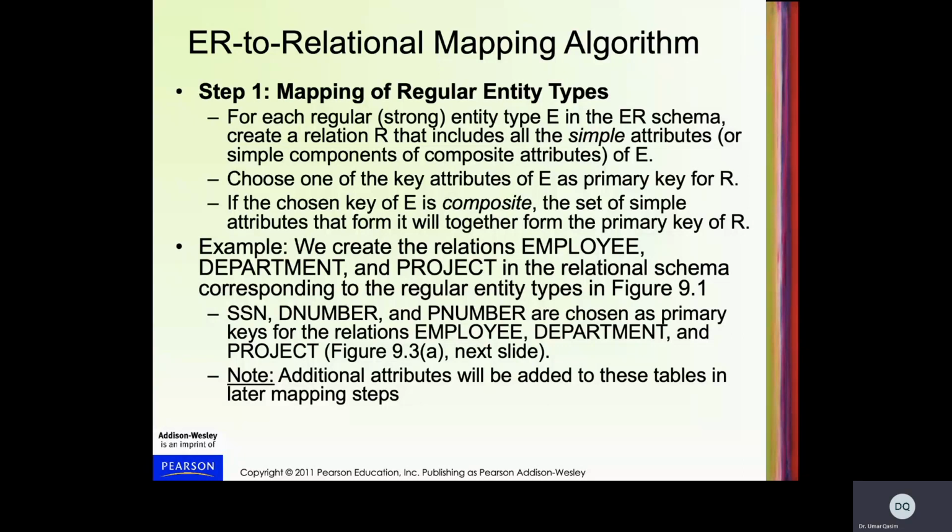So in our example, we will now have relations or tables for employee, for department, for project. Now, dependent is a weak entity. So in the next step, we will look at how we are going to address that. And in each of these relations or tables, employee, department, and project, we will add attributes that we have identified in our ER diagram.